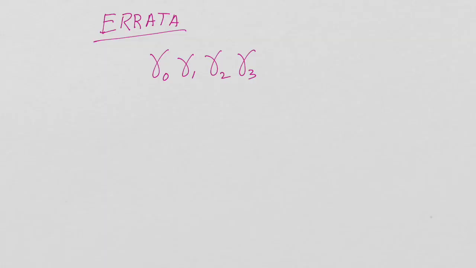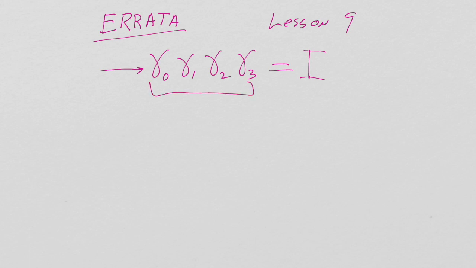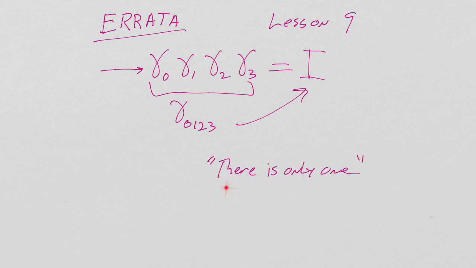I'd like to begin with one quick errata from lesson 9. A viewer pointed out that I was a little bit quick when I specified that the pseudoscalar basis vector, which is this object here, which we shorten all the way down to gamma 0, 1, 2, 3, but we really shorten all the way down to I, when I said there is only one 4-volume that is the pseudoscalar basis.